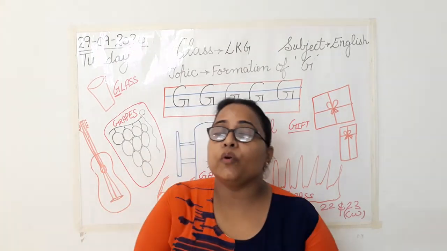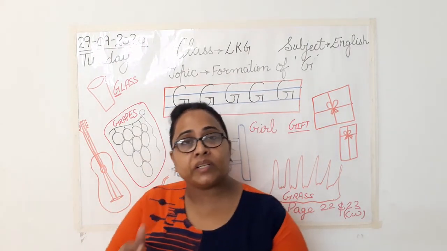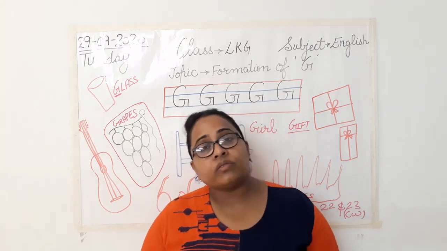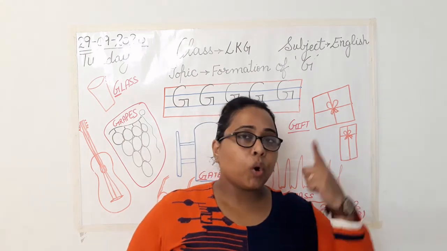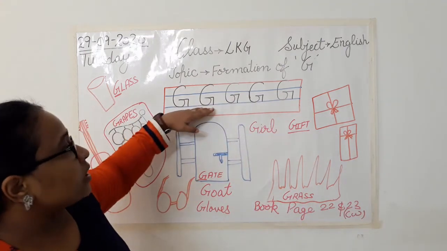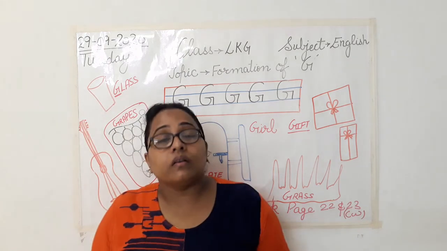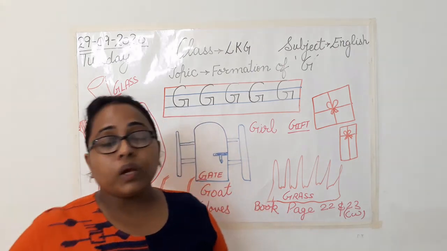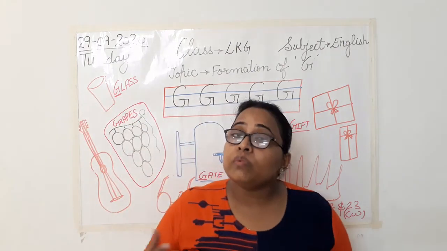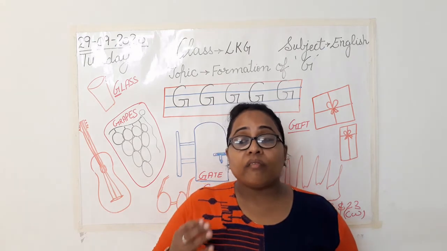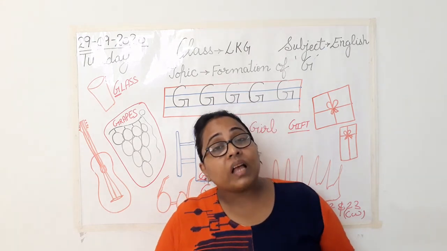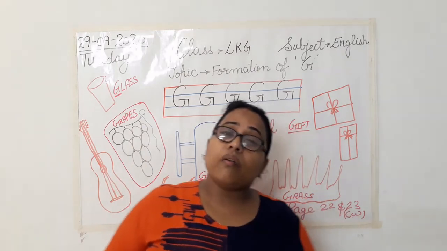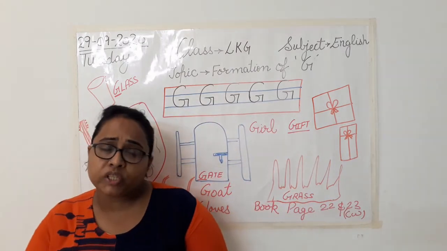So class, I hope you have understood the formation of alphabet G, the sound of alphabet G and the pictures with alphabet G. So let's have a quick revision once again. G, the sound is G. G, grapes. G, gun. Yes, you all play with gun, na? So that is also from G. G, gun. Then we have G, girl. G, gloves. G, guitar. Then we have G, guava. G, grapes. So there are a lot of things with alphabet G.